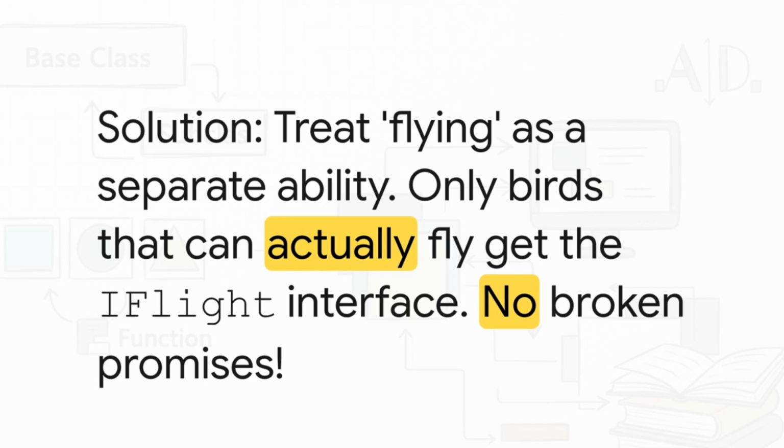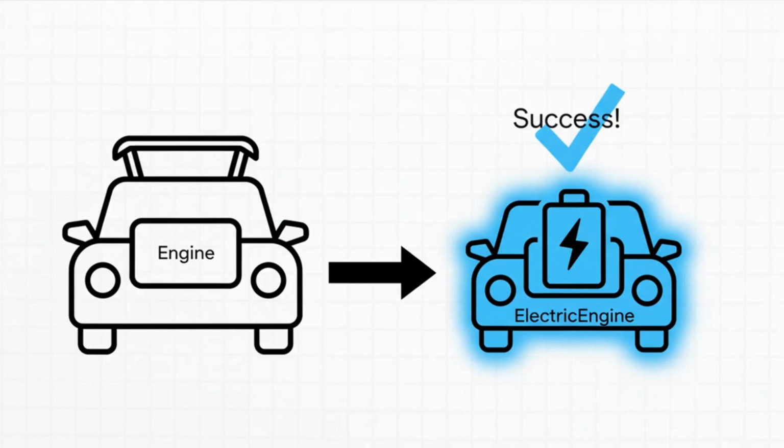Let's call it iFlight. Now, only the birds that can actually fly, like a sparrow, will get this capability. Our ostrich is still a bird, but nobody expects it to fly. No broken promises, no surprise crashes. Problem solved. This is why composition is so amazing.